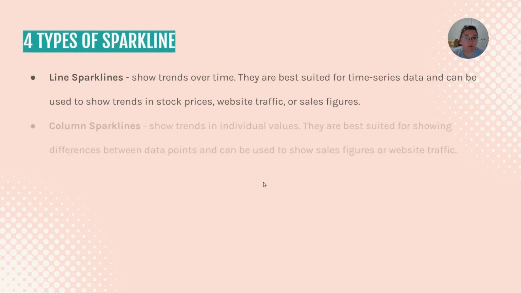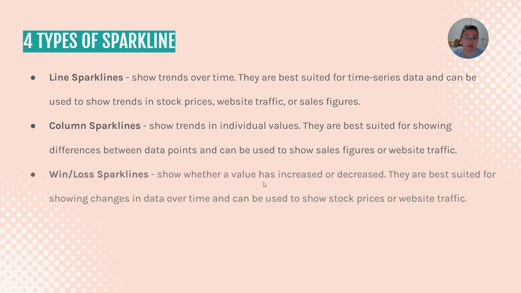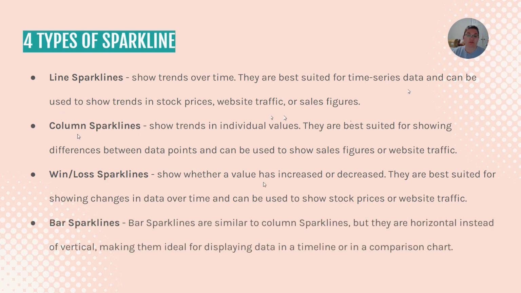So there are 4 types of Sparkline. There are the line Sparklines, which show trends over time, and these are the standard in Google Sheets. So when you just use the Sparkline function, it will pull the line type. It's best suited for time series data, and can be used to show trends like stock price, website traffic, sales figures, and things like that. And then we have the column Sparklines that show trends in individual values. Just those little columns, and they are so cute. They really are super cute to use.